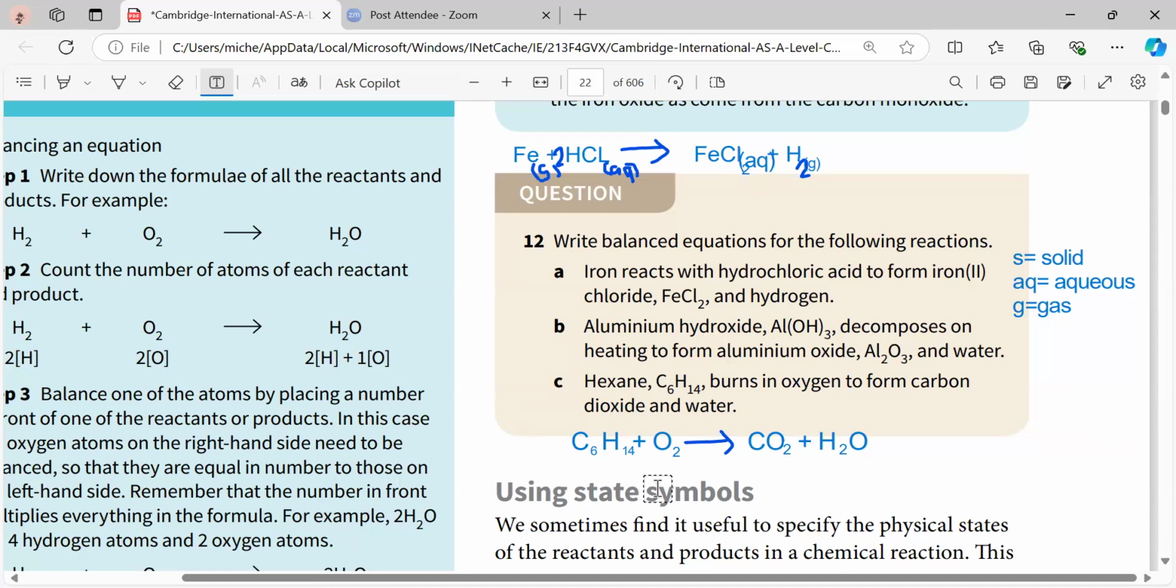First of all, we usually start at the very left, just to avoid confusion, so that we can tell which one has been balanced and which one hasn't been balanced yet.